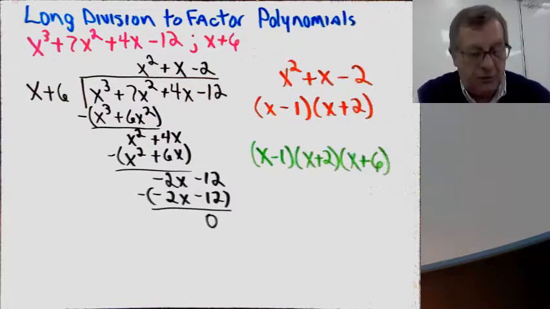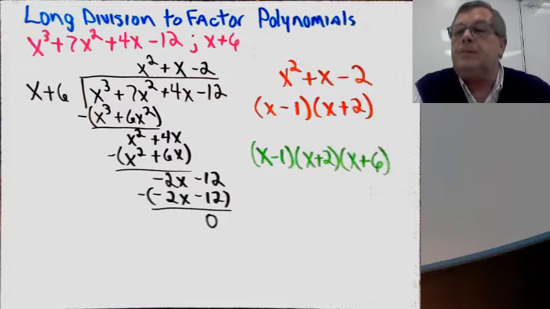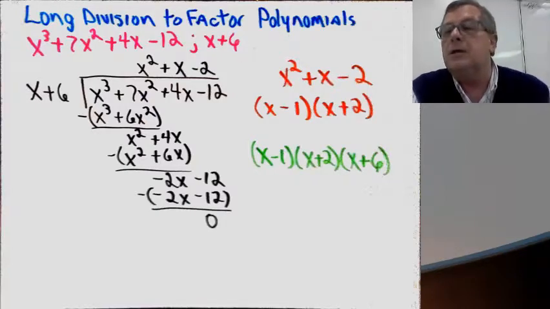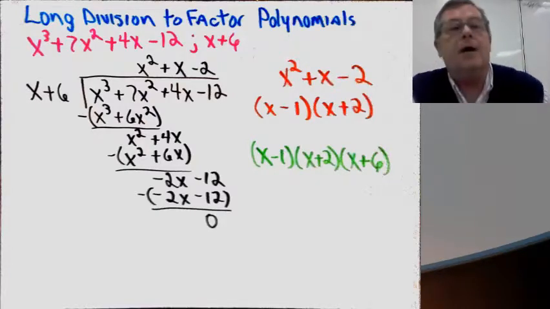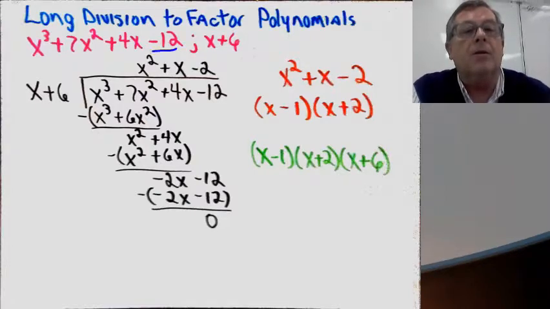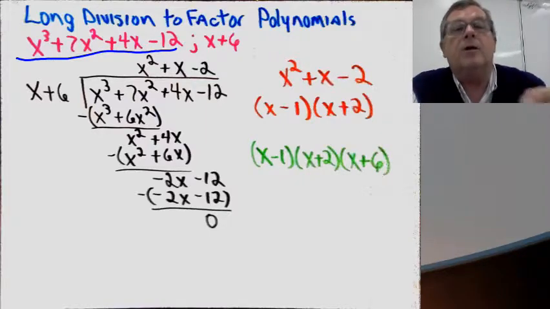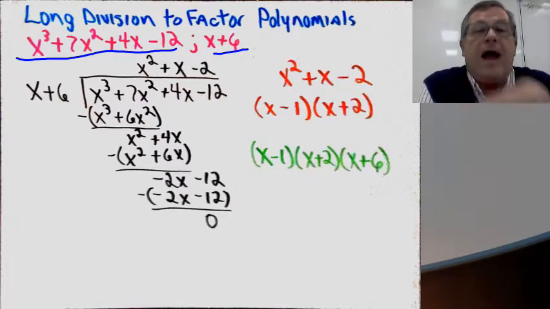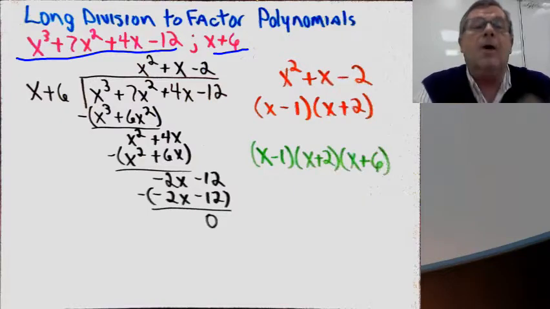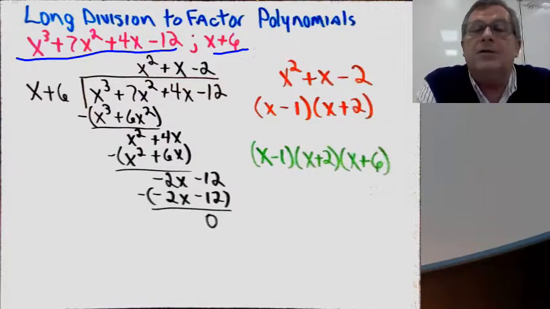Okay, so now we're looking at using long division to factor polynomials. So let's look at what we've got here. We're given a polynomial equation, which is x to the third plus 7x squared plus 4x minus 12. And we are told that x minus 6 is one of the factors of this polynomial. And now we're being asked to factor, find the remaining factors.